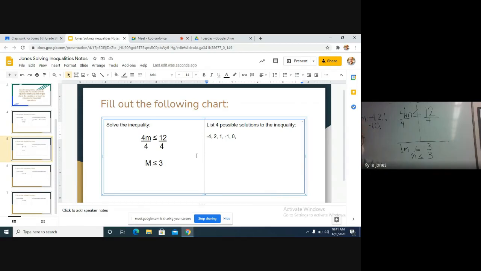3. Good. Why can we use 3? Sarah, that is totally correct. Because it can be equal to. It can be that exact number, or anything less. Should it be 3.00001? No. Not less than. Yes, because it has the or equal to, it can be that exact number. Good job. I was waiting for somebody to say that.